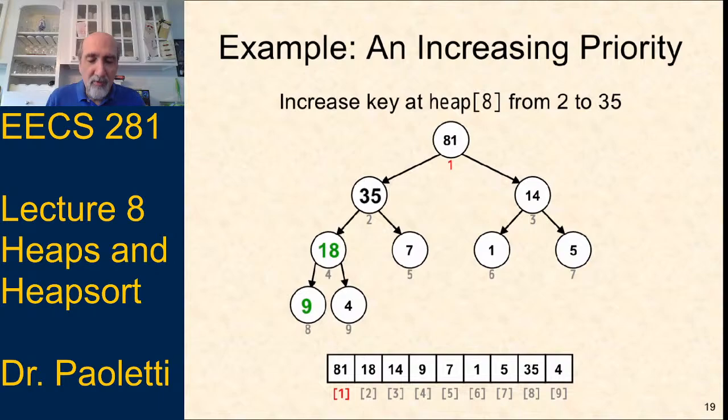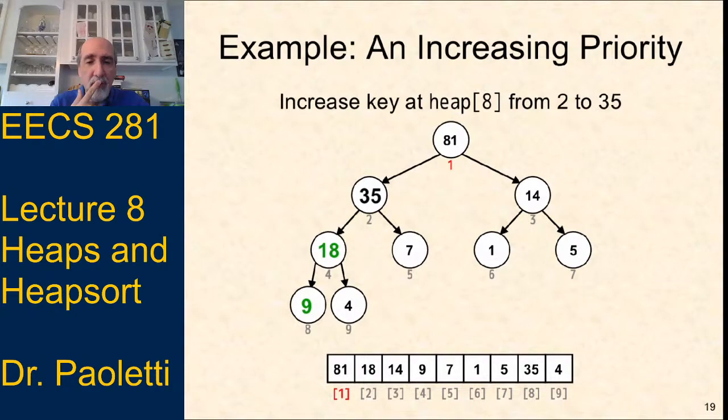Now at the bottom, we've got the array representation. I just did that really quickly. When we draw the tree, it's easy to see what's happening because it's easy to see who's your parent and who's your child. But really, behind the scenes, when we write the code, we're going to write it for an array representation. So in the array representation, 2 becomes 35.